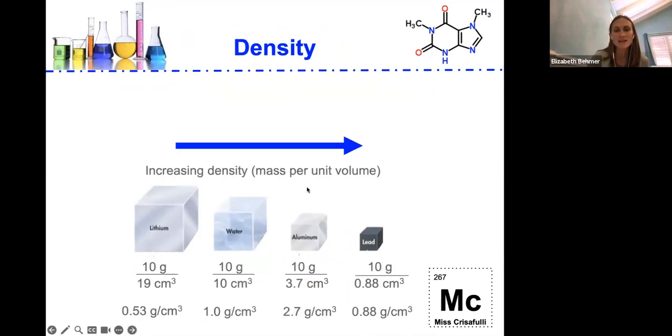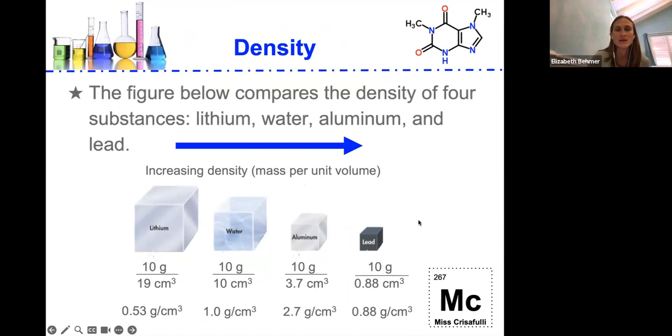Increasing density is mass per volume. If we take lithium versus water, aluminum, and lead, lead is more dense, taking mass per volume, as you can see there. And the figures show the comparisons of density of those four substances.